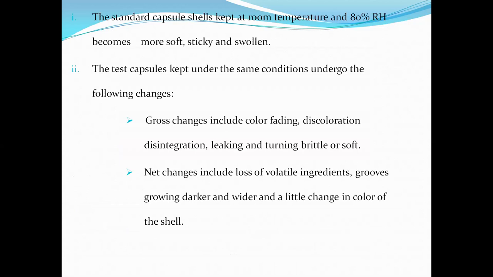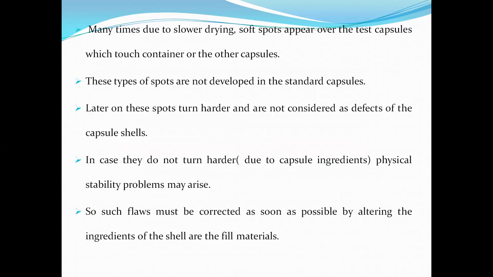Standard capsule shells kept at room temperature and 80% humidity become more soft and slower. The test capsules under the same conditions undergo the following changes. The gross changes include color fading, discoloration, disintegration, leaking, turning brittle or soft. The net changes include loss of volatiles, darker, brighter, and change in color. Many times, due to slower drying, soft spots appear on such capsules. These spots do not develop in the standard capsules. Later on, these spots turn harder and are not considered defective. In case they do not turn harder due to slower drying, the physical stability flaws must be corrected as soon as possible by adding ingredients.